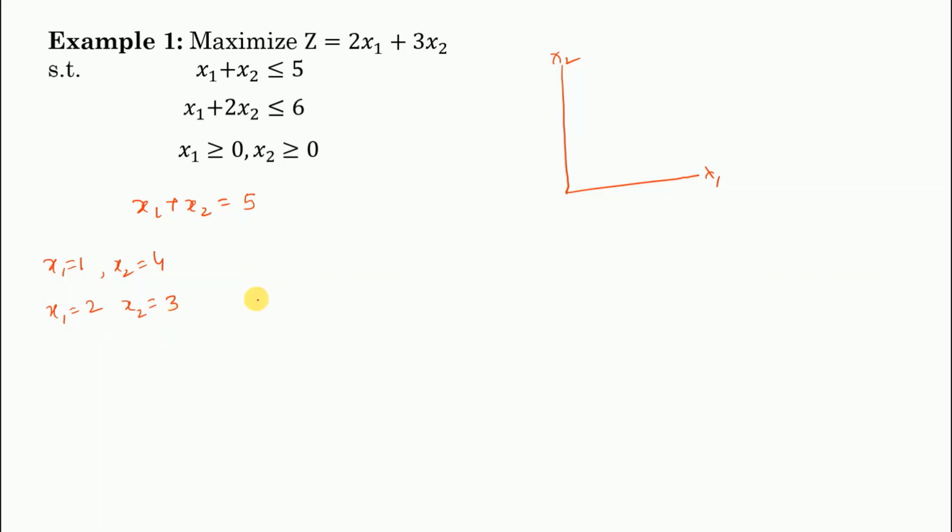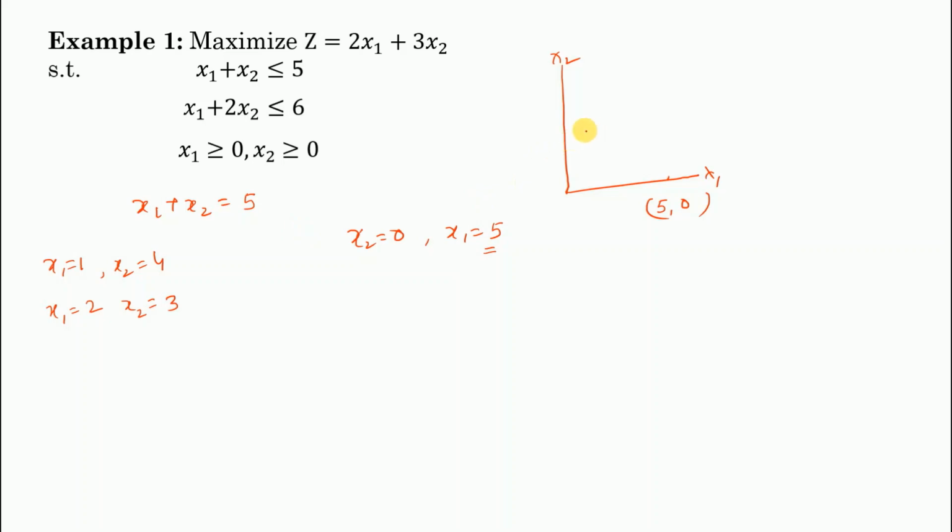Another way to find the 2 points is to check the point where the line passes through the x1 axis. Suppose this is the point where this line passes through the x1 axis. It means that at this point x2 will be 0. So simply put x2 equal to 0 in this equation, then you will get x1 equal to 5. So the coordinates of this point are 5, 0.